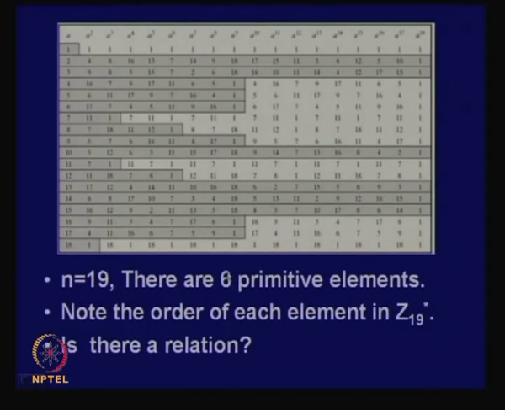So, therefore, note that the order of each element in Z19 star will divide, what? 19 or 19 minus 1? 19 minus 1, right. So, therefore, each order will divide 19 minus 1, and a primitive element will have the largest order. So, the order of a primitive element is equal to 18, right.